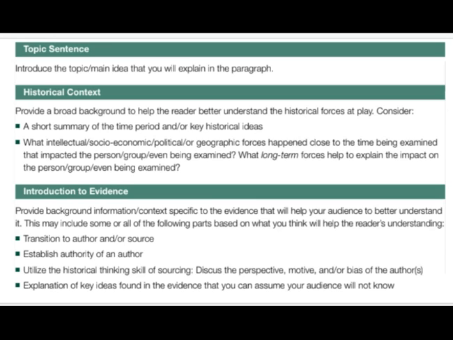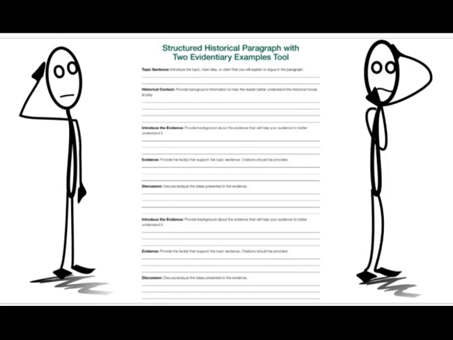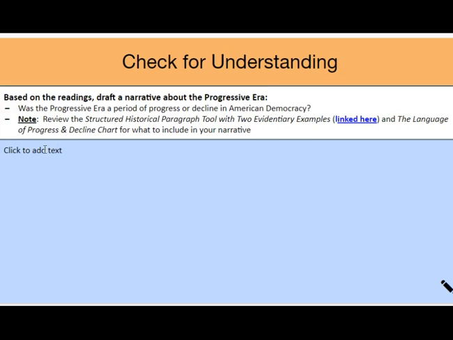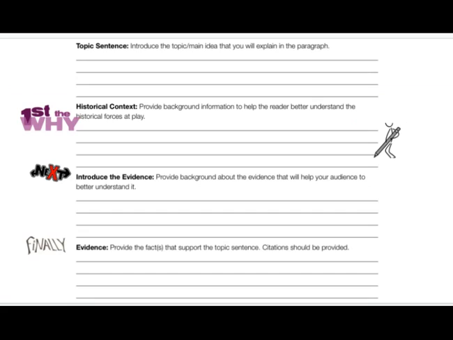We're going to need a topic sentence, historical context, meaning where does this come in, what was going on, and then we're going to talk about introducing the evidence. After we introduce the evidence, we're going to discuss it. Now, that sounds great, but this is what they want me to do. I think I'm going to curl up and cry. No, I'm not. I'm going to figure out what to put into this blue box. How am I going to do that? Okay, I'm going to take it apart.